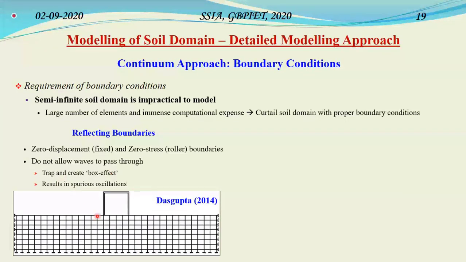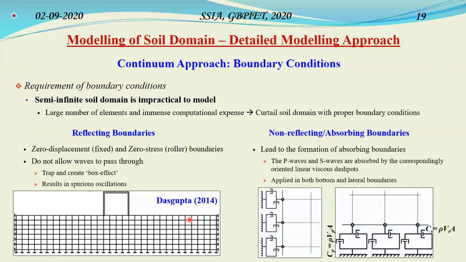where there will be standing or stationary waves. And this results in spurious oscillations when we find out the response of the system. So what to do? What is the way out? We create a non-reflecting boundary, which is called an absorbing boundary.